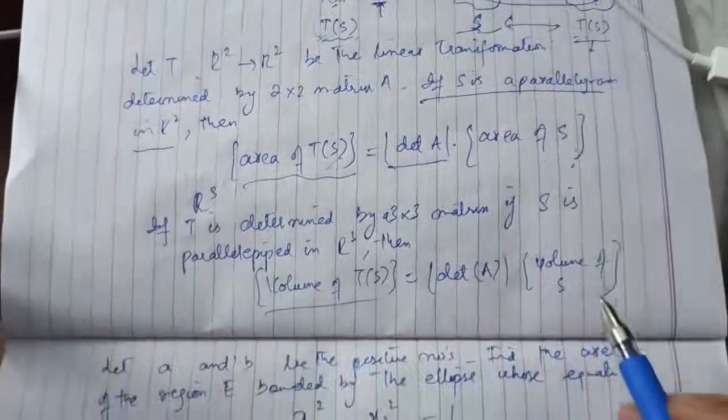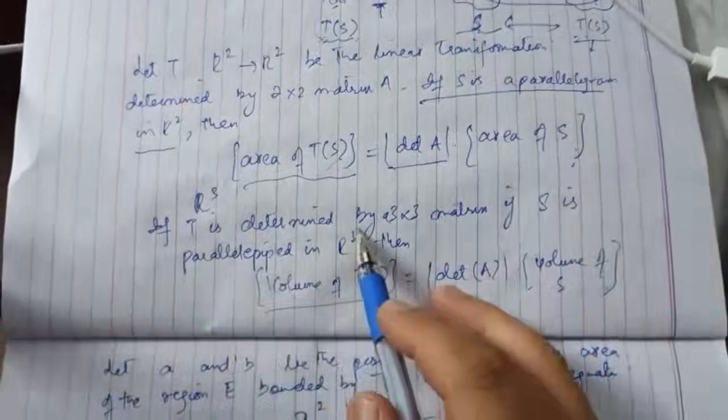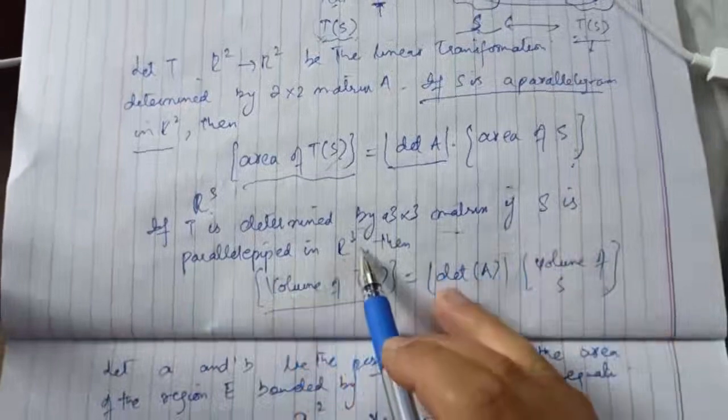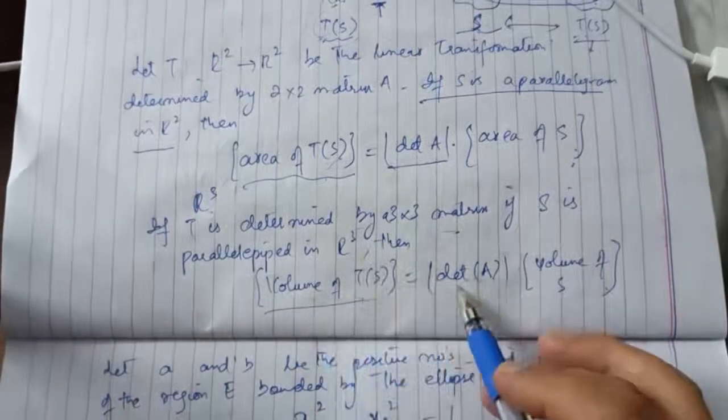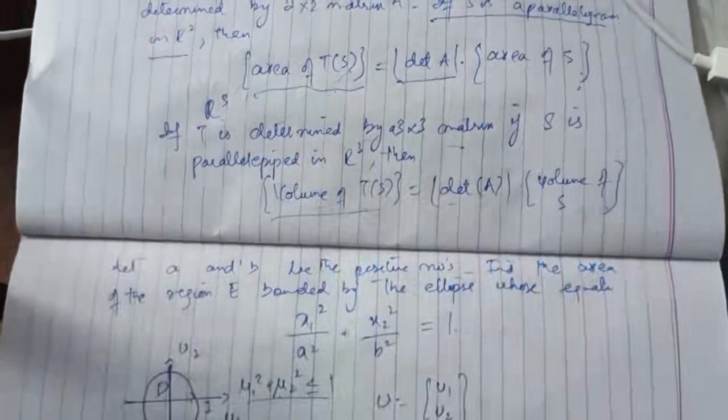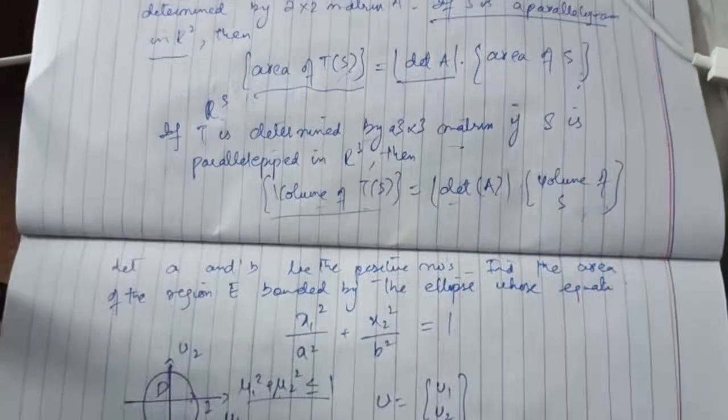Now, similarly, if T is determined by a 3 by 3 matrix, and if S is a parallelepiped in R3, then the volume of T(S) is nothing but the determinant of A times the volume of S. So it is quite intuitive and logical, right?